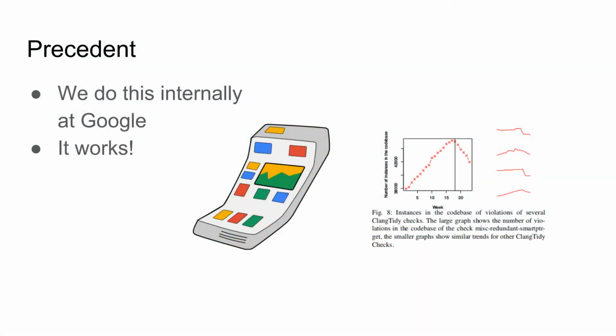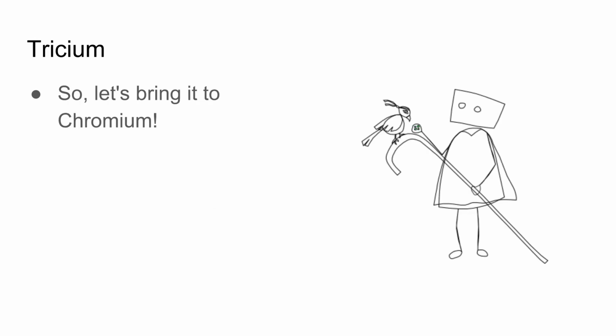There's precedent for this. We do this in Google internally. There's a project called Tricorder, and it appears to work. People like it, and it reduces incidence of problems in the code base. So let's bring it to Chromium. The code name for this is Tricium. It's Tricorder for Chromium. And this is the mascot for it, drawn by Emma Suderberg.